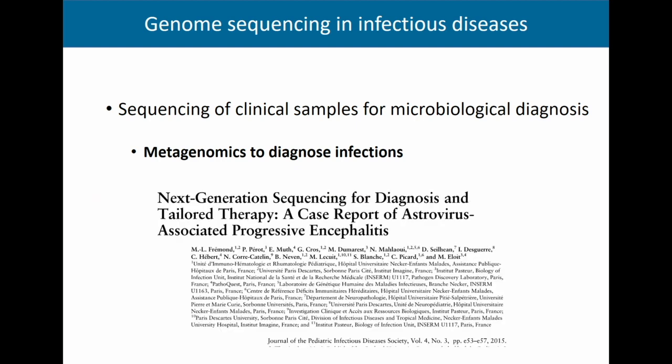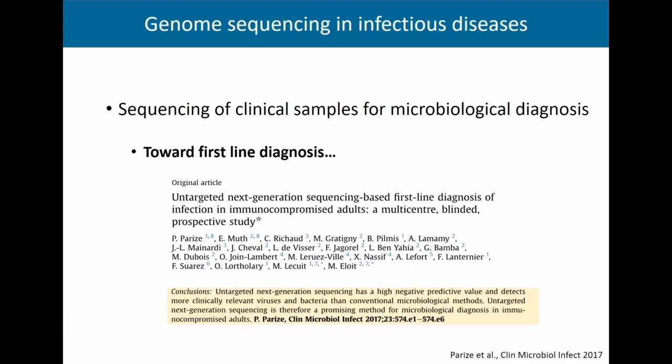The same holds true for cases of encephalitis of unknown origin. Here is an example of the identification by high-throughput sequencing of an astrovirus, a new astrovirus, and this was useful to tailor therapy in this patient.